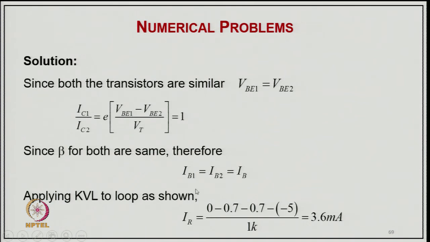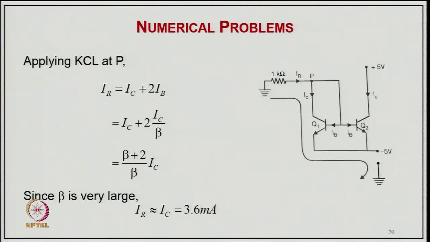So, we can say IB1 equal to IB2 equal to IB, and applying Kirchhoff's law we can say IR equal to 0.7 minus 0.7 minus (minus 5) divided by 1 K. So, it is 3.6 milliampere. Applying Kirchhoff's law at the point P here, we can say IR equal to IC plus 2 IB, the total current. So, IC plus 2 IC upon beta, that is IB, and this will be IC times (beta plus 2) by beta, that is IR, and beta is very large. So, we can say IR equal to IC equal to 3.6 milliampere.